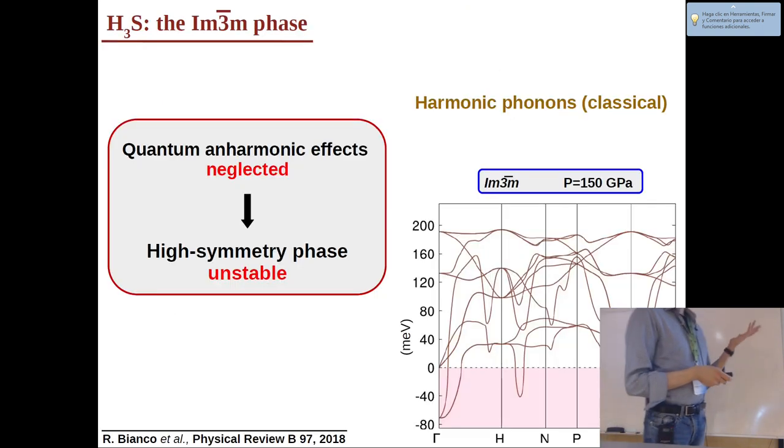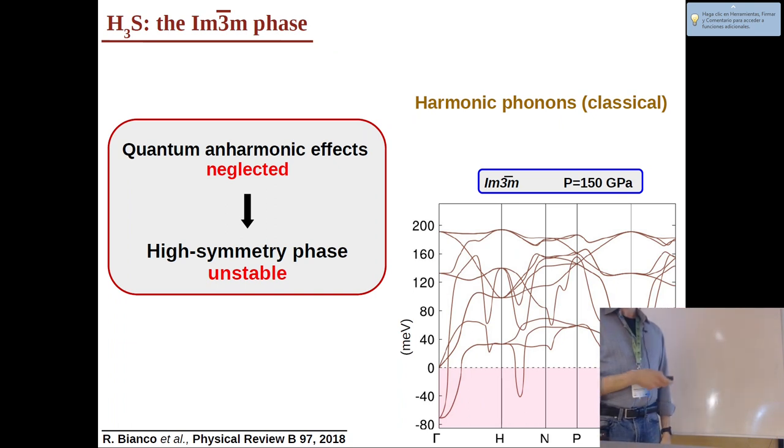Another case is H3S, for example. This is the pressure at which the system is seen in the superconducting phase in this high symmetry configuration, Im-3m. As you see, this is the phonon dispersion at the harmonic level, and the system is strongly unstable, whereas in experiment it is seen to be stable in this phase at this pressure.